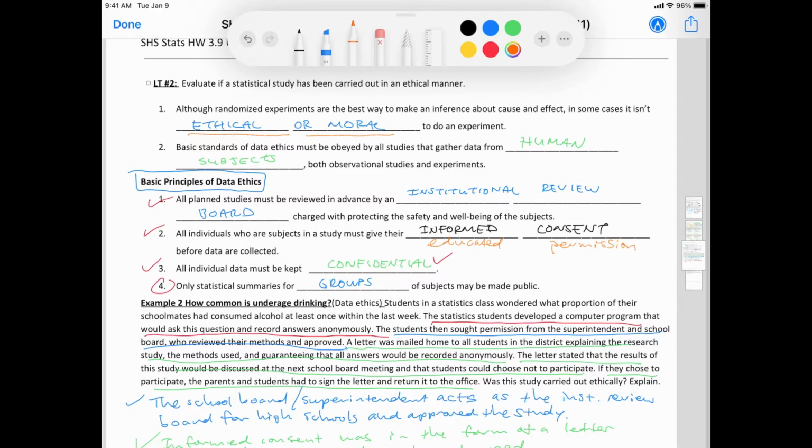Number 3, all individual data must be kept confidential. I'm going to highlight that you only need these 3 for the basic principles of data ethics. This 4th one applies, but doesn't always happen. All statistical summaries for groups of subjects may be made public. So when I say groups, you know, COVID-19 vaccination, you'll say group number 1, the effective rate was 80%. But I'm not naming who was in that first group. Second group, 83%. I'm saying what the group results were, but not individuals. Okay?